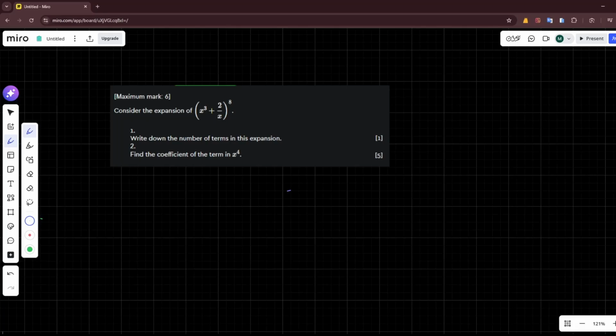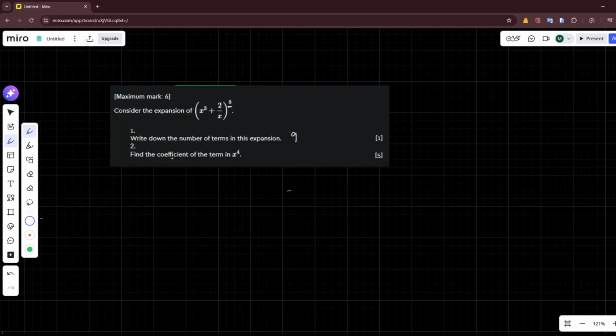So we have a binomial expansion. It's (x cubed plus 2 over x) to the power of 8. We're asked to write the number of terms in the expansion. This part is pretty straightforward. Every binomial expansion is going to have one more term than the power. So this is just 9. So that's an easy 1 mark.